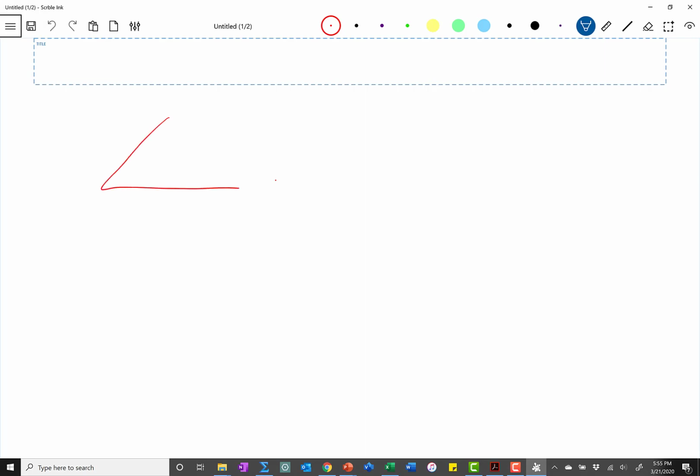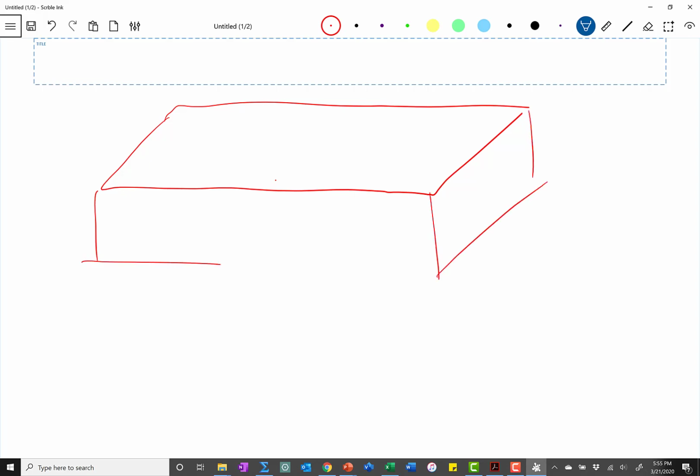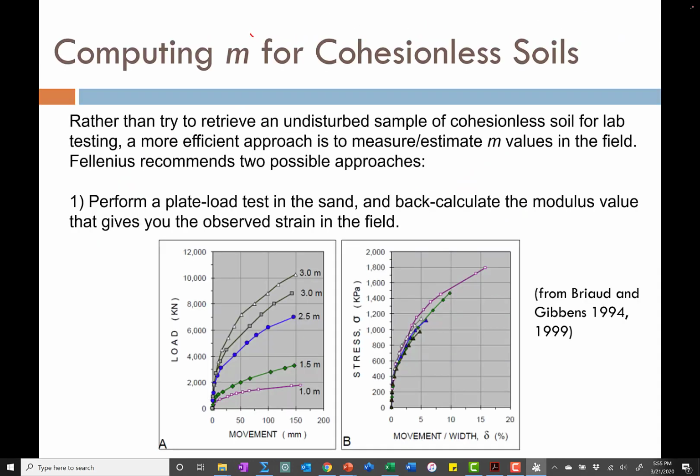Let me draw the ground surface here. So what I have here is just a block of soil in the field, okay? This is soil in the field. And a plate load test basically says you load a circular, sometimes a square plate on the ground, and then you apply a uniform stress to the plate. And then you measure the strain that results from it. And as you change the stress, you can measure the elastic strain.